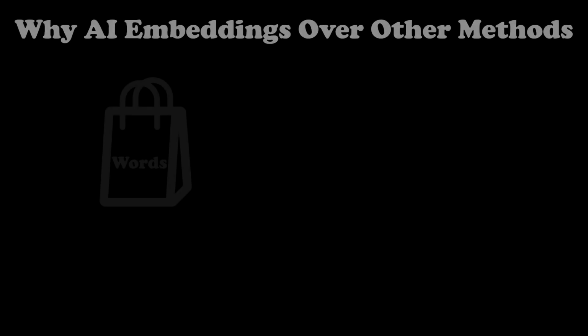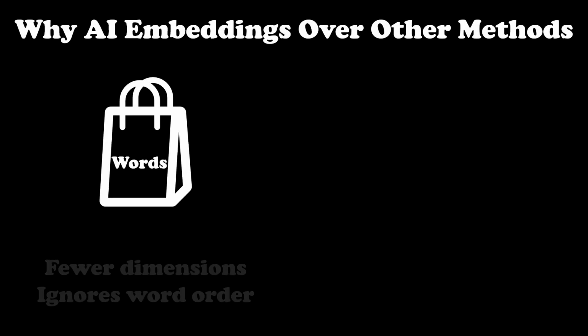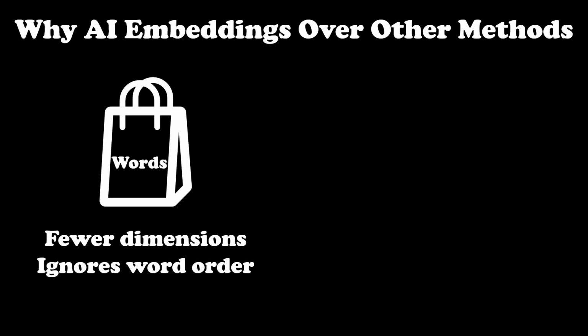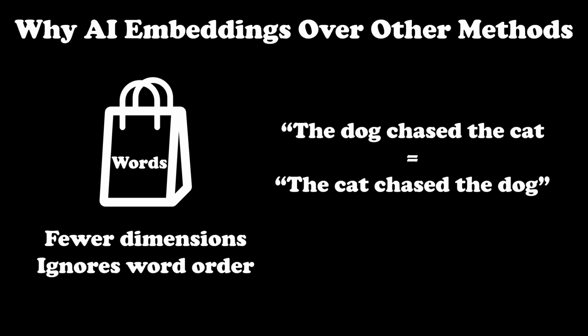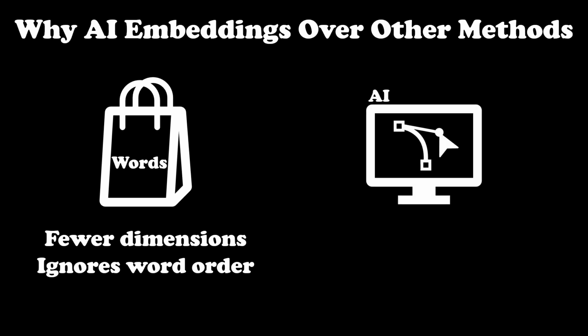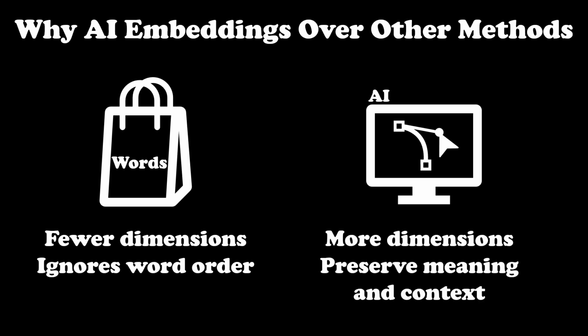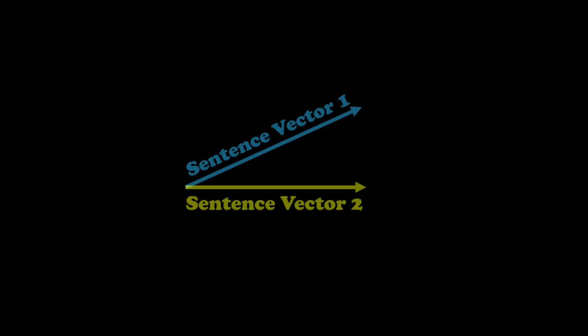There are older methods like bag of words which can operate efficiently with far fewer dimensions, but they ignore word order. So, the dog chased the cat is the same as the cat chased the dog. But Bob uses AI-based embeddings because they preserve meaning and context, which matters when someone says, "How do you speak?" instead of "How do you talk?" The magic is that similar meanings are mapped to nearby locations, even if the wording is completely different.